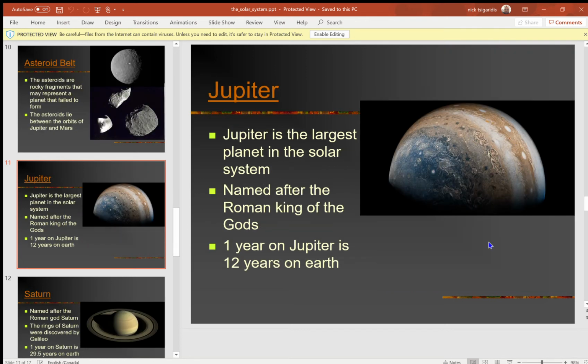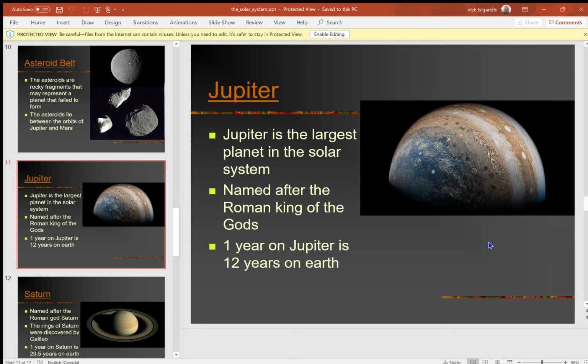Here is Jupiter. That is the king of the planets. It is by far the largest planet in the solar system. In fact, it's so large it could fit all of the other planets inside of it. It's named after the Roman king of the gods, Jupiter, or Zeus, if you were talking about Greek mythology there. 1 year on Jupiter is 12 years on Earth.